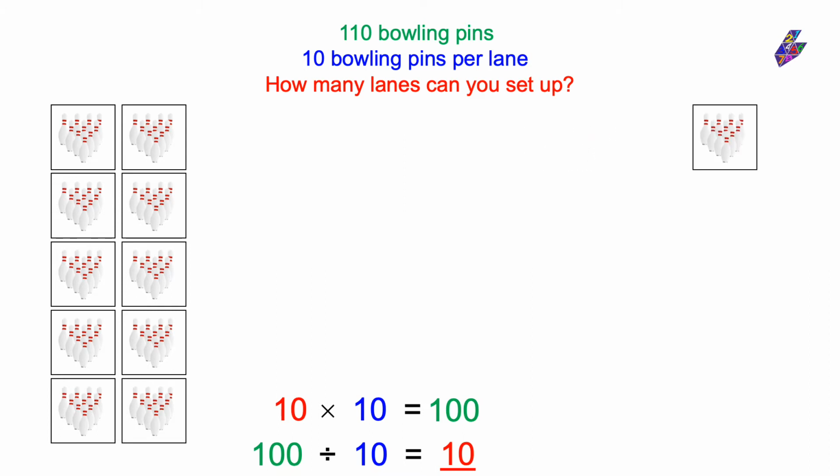Again, we might have connected this with facts we already know. I might know that one group of 10 is 10, or that 10 divided into a group of 10 will mean that we have just one group. So we can see that if we had 110 bowling pins, and there are 10 bowling pins per lane, then this would mean that we would be able to set up 11 lanes.